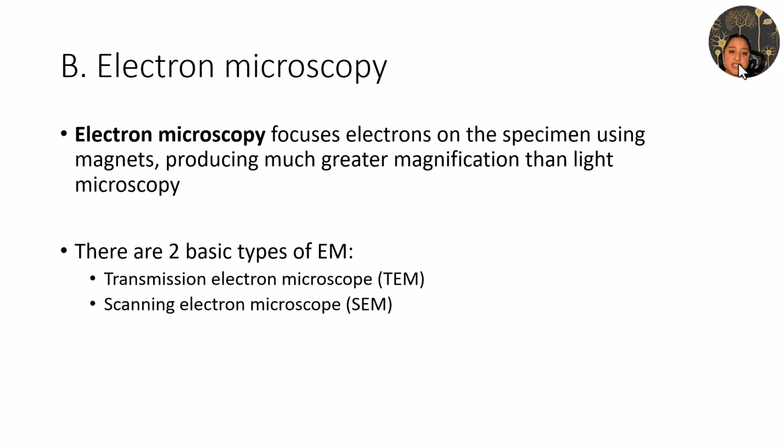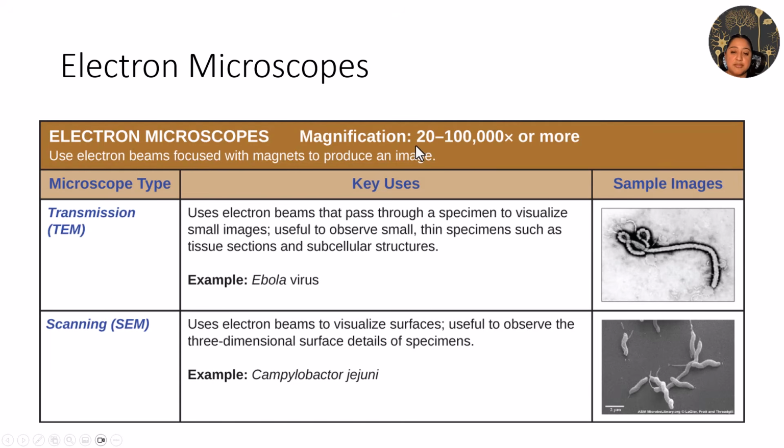Electron microscopy is different. It works in a major different way. Electron microscopy focuses electrons on the specimen using magnets. And so this microscopy produces much greater magnification than light microscopy. It can magnify either 20 to 100,000 times or more one image.